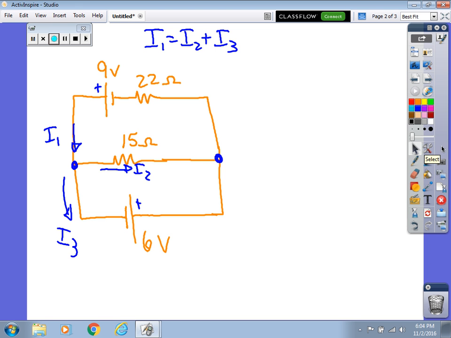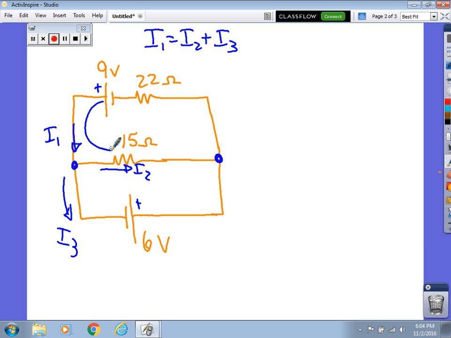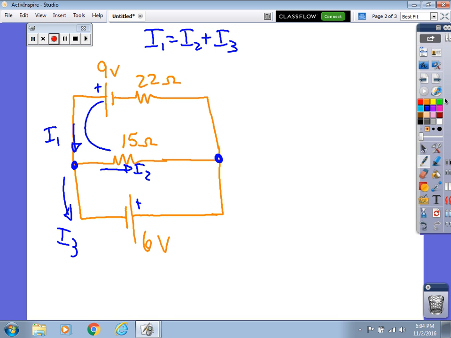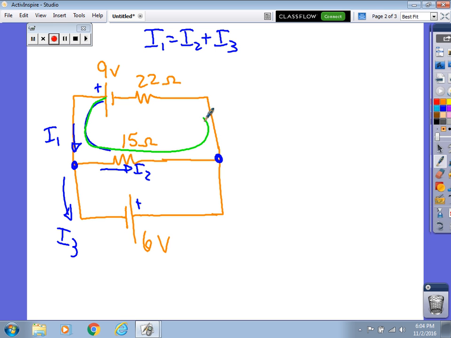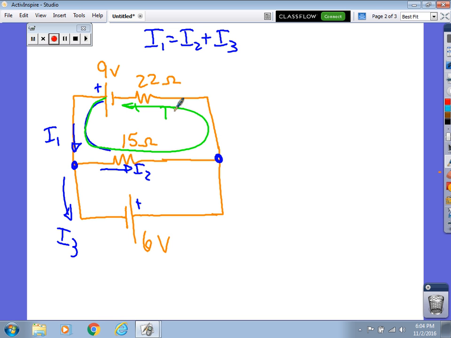I'm going to change color here so you can see what I'm about to do. Let's make it here, green. So let me show you what my first loop's going to be. Ready? Here we go. I'm going to call this, get a pen out. There we go. Now I got it. I'm going to call that my first loop.